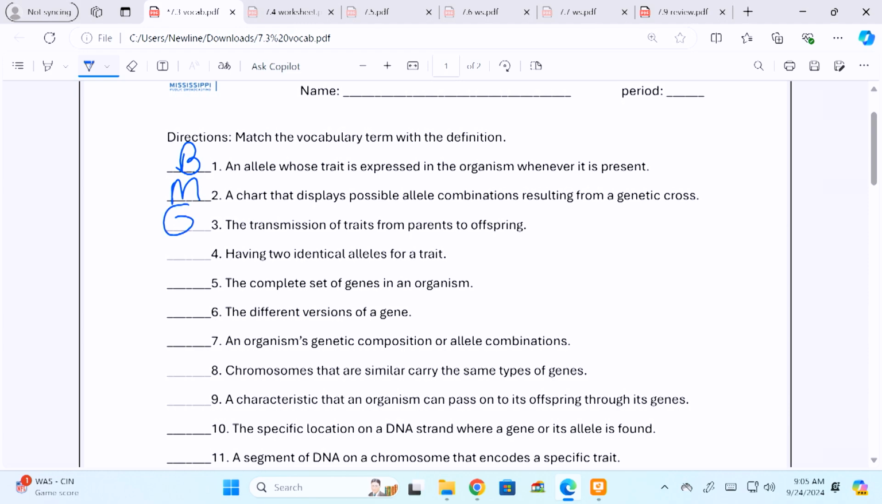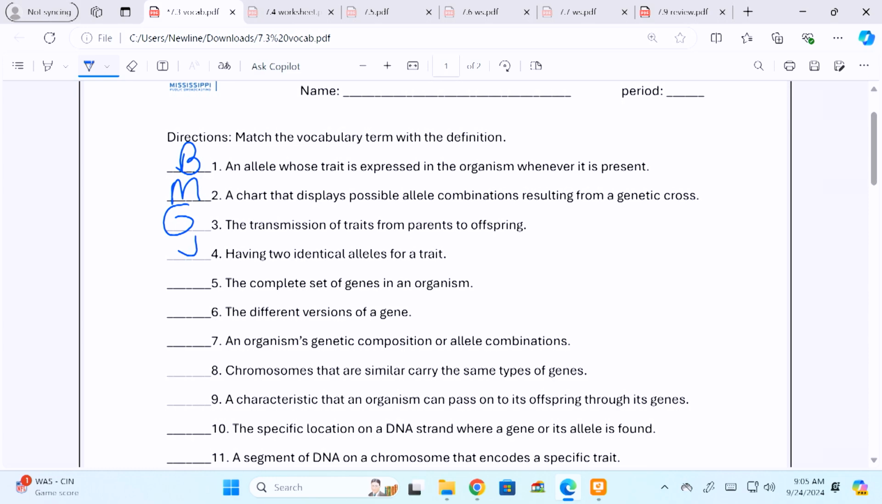Okay, heredity is the transmission of traits from parent to offspring. Okay, let's keep it going. 4 says having 2 identical alleles for a trait. Okay, what's a prefix we've been using in this class that means the same? Y'all might remember that homo means the same. So having 2 identical alleles is called being homozygous. All right, so for number 4, let's go with J, homozygous.